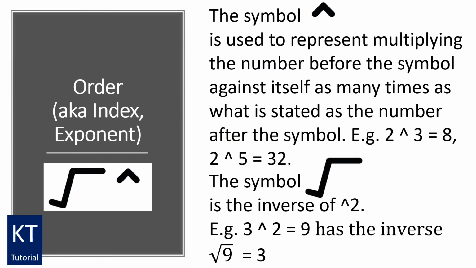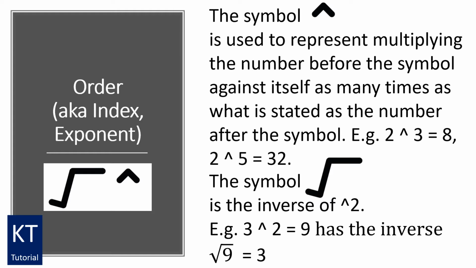Order is often also referred to as index, indices in plural, and exponent. The symbol order is used to represent multiplying the number before the symbol against itself as many times as is stated as the number after the symbol. For example, 2 to the order of 3 is 8, and 2 to the order of 5 is 32.